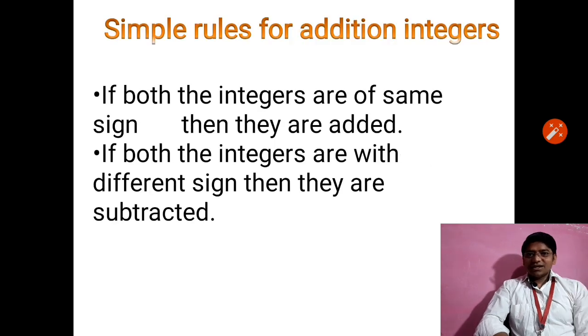Then we learned how to add two integers, where we learned two golden rules. If we are adding two integers of the same sign, then they are added, and if we are adding two integers of different sign, then they are subtracted. And the same rule was followed by subtraction after making some little changes.